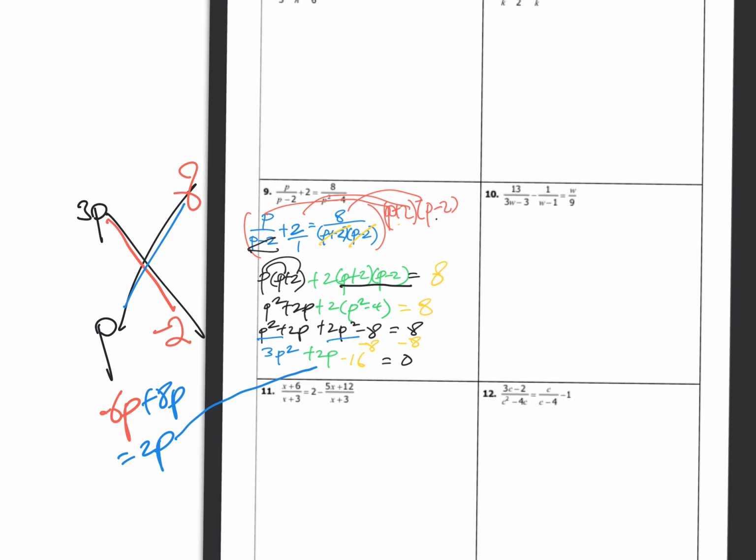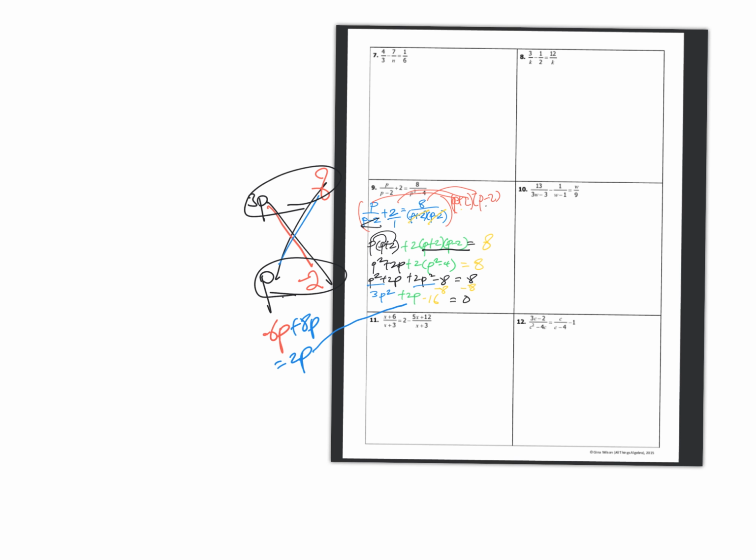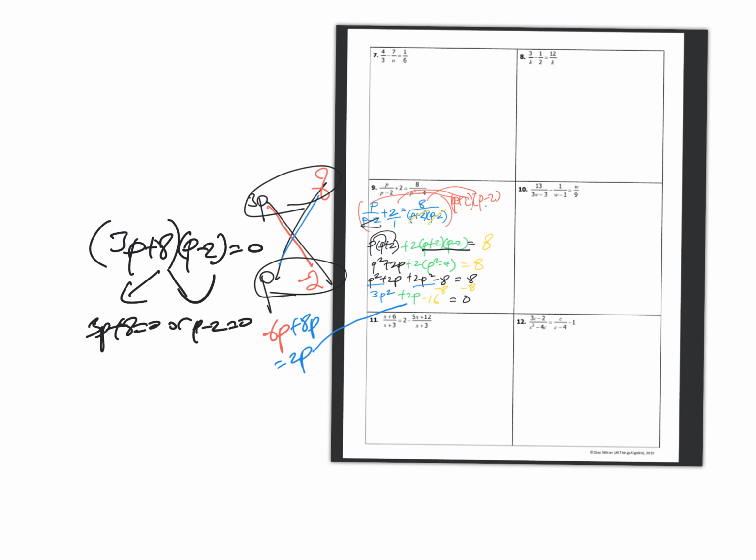So now our factored form is (3p + 8)(p - 2). Once again, I apologize for running out of room here. So if I rewrite my equation, I have (3p + 8)(p - 2) = 0. Of course, you know how to solve: two different equations, zero product property. We get 3p + 8 = 0, or p - 2 = 0.